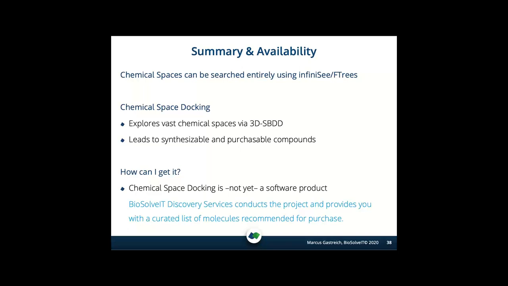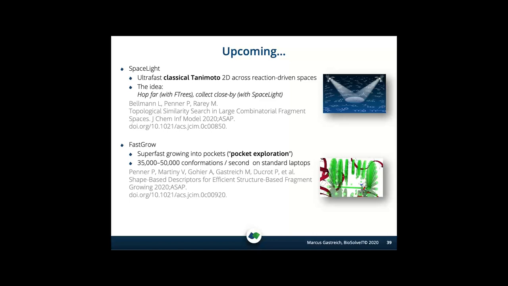That said, brief outlook. Upcoming is something which has already created quite a wave on LinkedIn and here in our email boxes, something that Matthias Rarey's group actually created in Hamburg, one of the most beautiful cities in Germany, I have to admit. Louis Bellmann is first author of this paper that just appeared in JCIM. If you want to give it a read, it explains all about the descriptors that he uses there. And what this SpaceLight system does is it uses classical Tanimoto searching, but across these reaction-driven chemical spaces. So you can use this with 10 to the 20th and still get results in no time. It's super fast. So 10 to the 15th, they search in just a few seconds on standard hardware. On my laptop, it would just run like this.